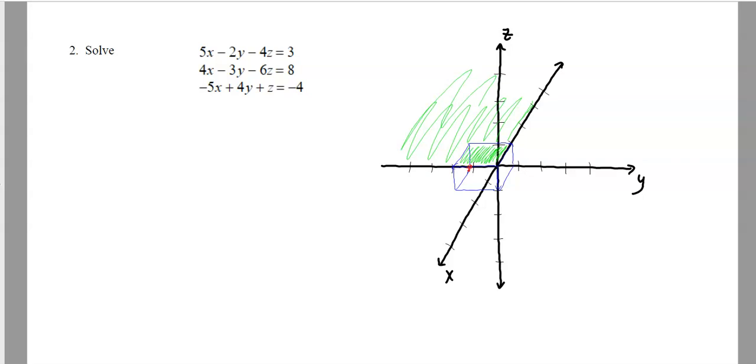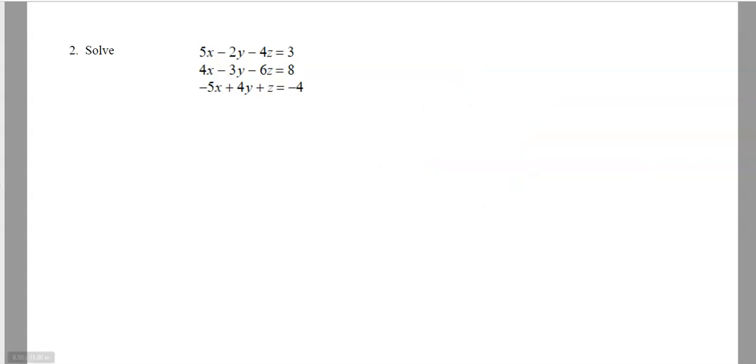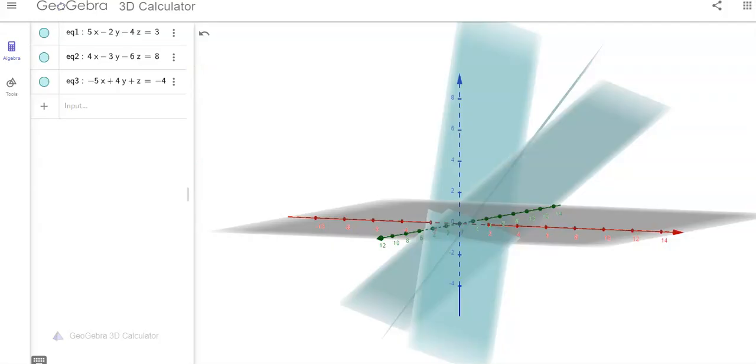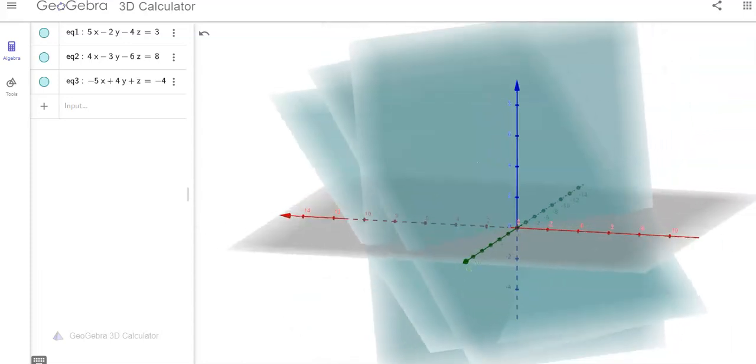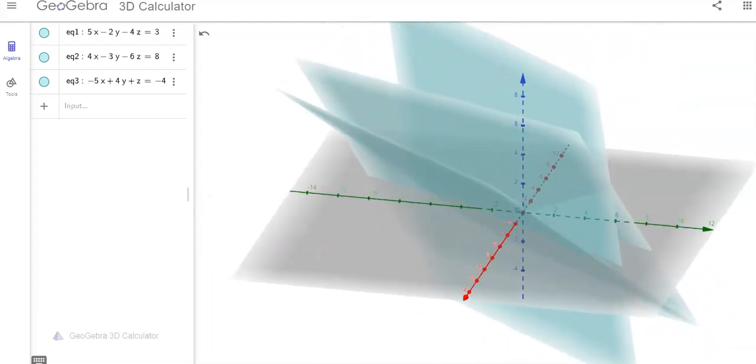Now what I did was I graphed this. And so I'm going to sneak off here to Geogebra. And I believe it was this equation. Go back and hopefully it's this one. Yeah, right here it is. I got all three of them in there. And it's kind of cool. You can see where all the three planes align. Red is the X and green is the Y.